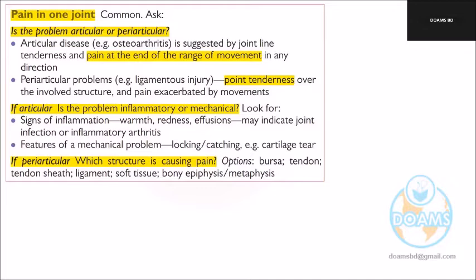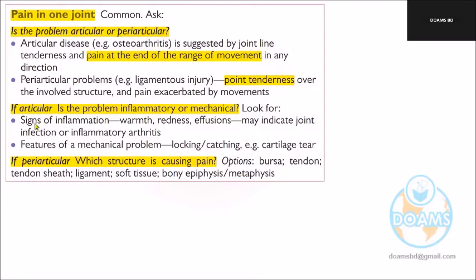That means you are doing flexion, extension, and others. But in the joint problem, at the end of the range of movement, pain will be more. Usually at the extreme point of the range of movement, that is, at the extreme of flexion, extreme of extension, like that.